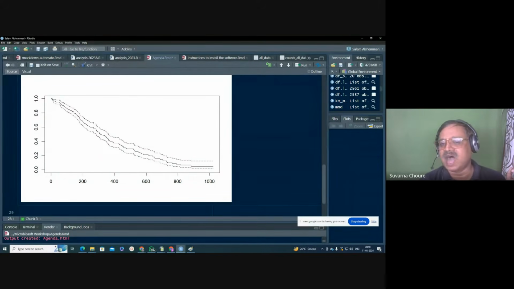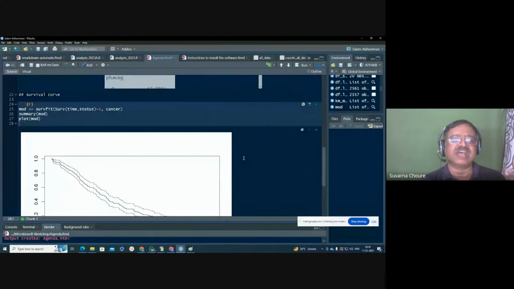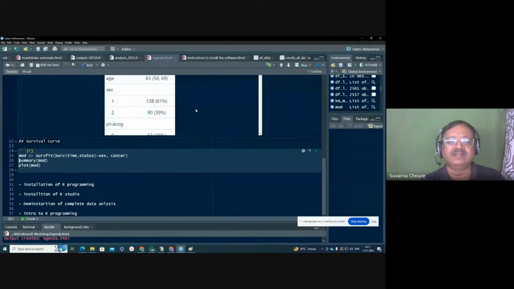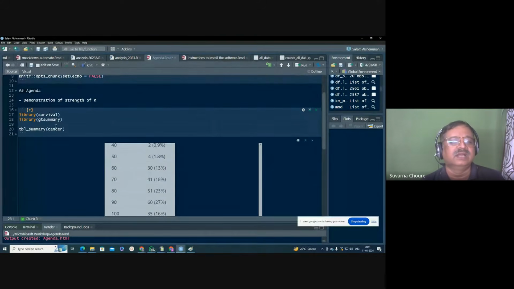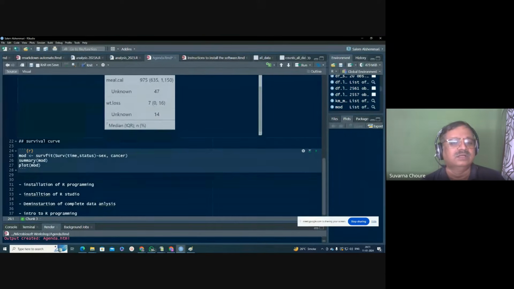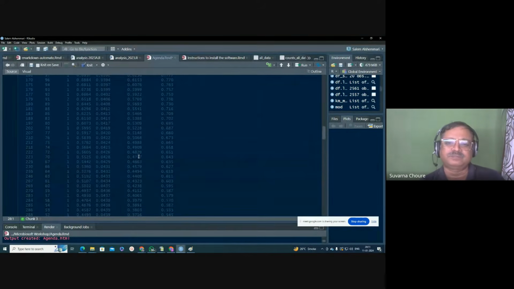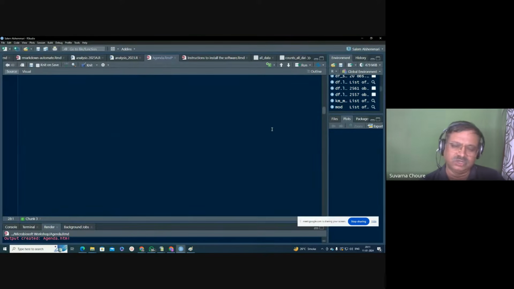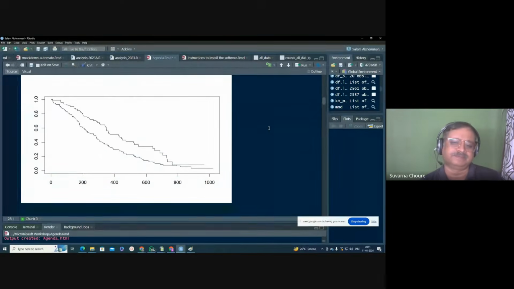This is the strength of R. Very efficiently, it gives me the information which I require. Now, I want to see the difference because of sex. I will keep that sex, run that, and here I ran that summary and plot. It's showing me the summary, and this is the plot.